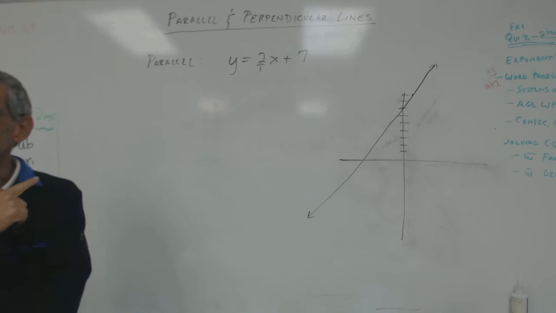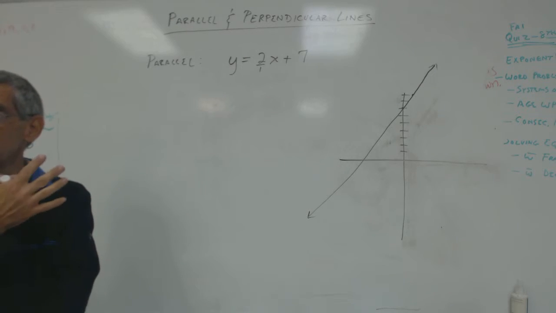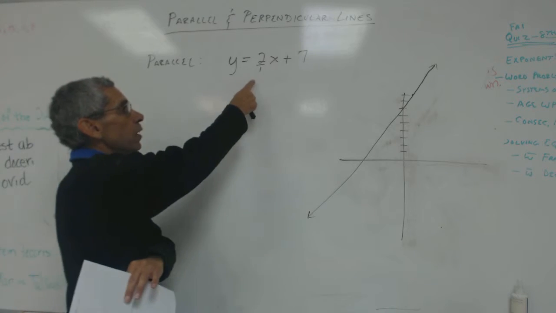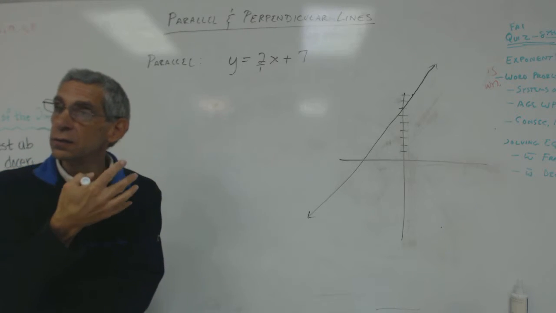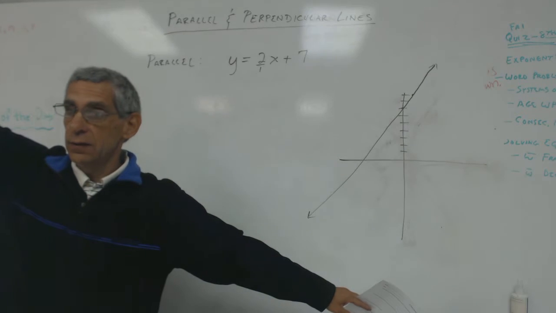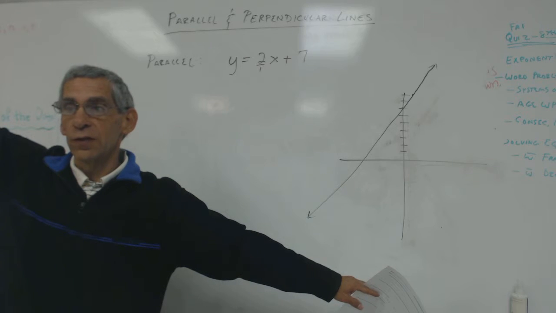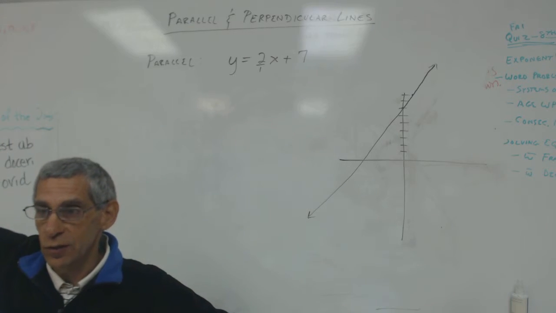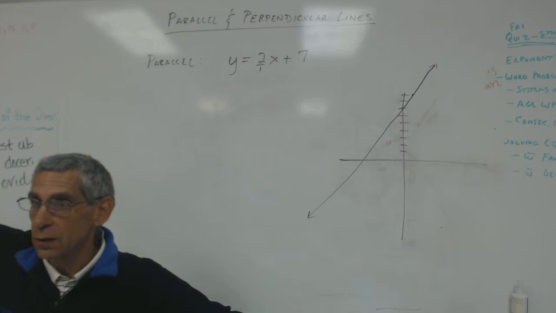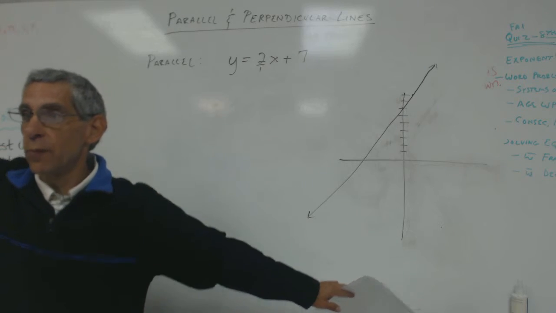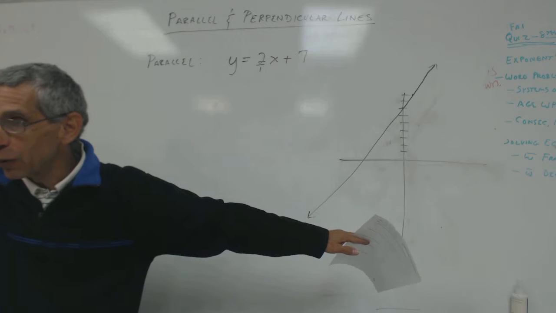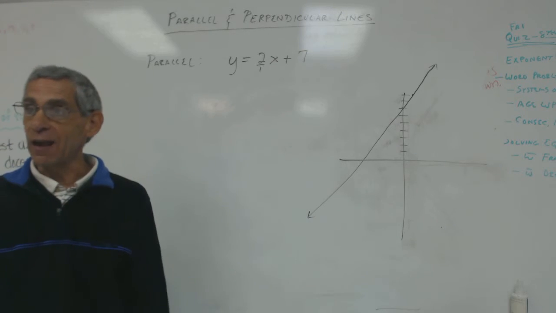So what is the 2? What does the 2 represent? Rise over run, right? Because 2 over 1 would be rise over run. That is the slope of the line, right? Is there any similarity between the slope of this line and the slope of this line, which is parallel to it? They're the same. They're the same slope. To be parallel, they have to be the same slope.